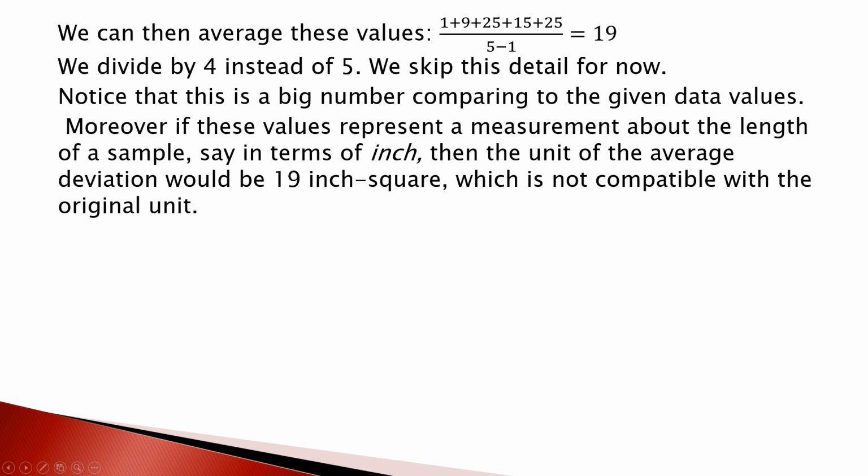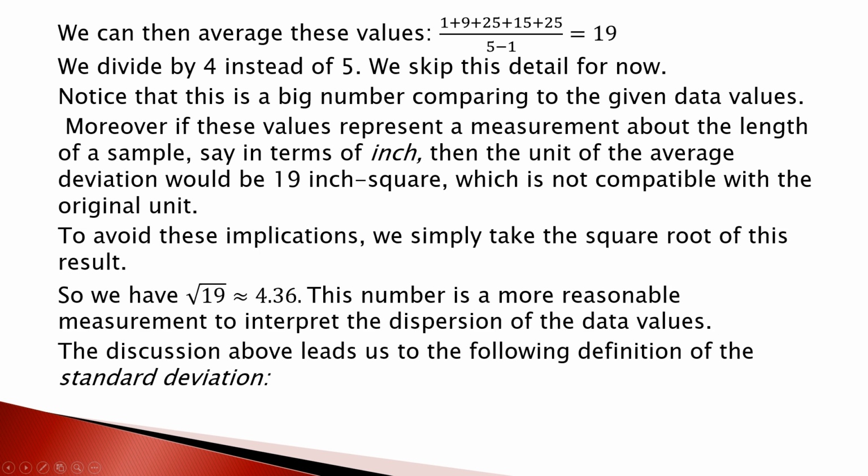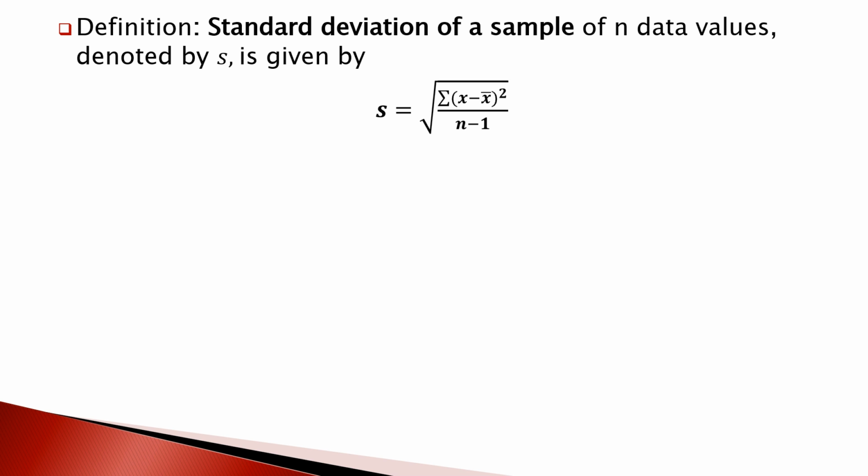We don't like it because we want to find a result which is compatible with the original unit. So how do we do that? At first we square, and at the last we are going to take the square root. When we take the square root, the result is going to be 4.36.